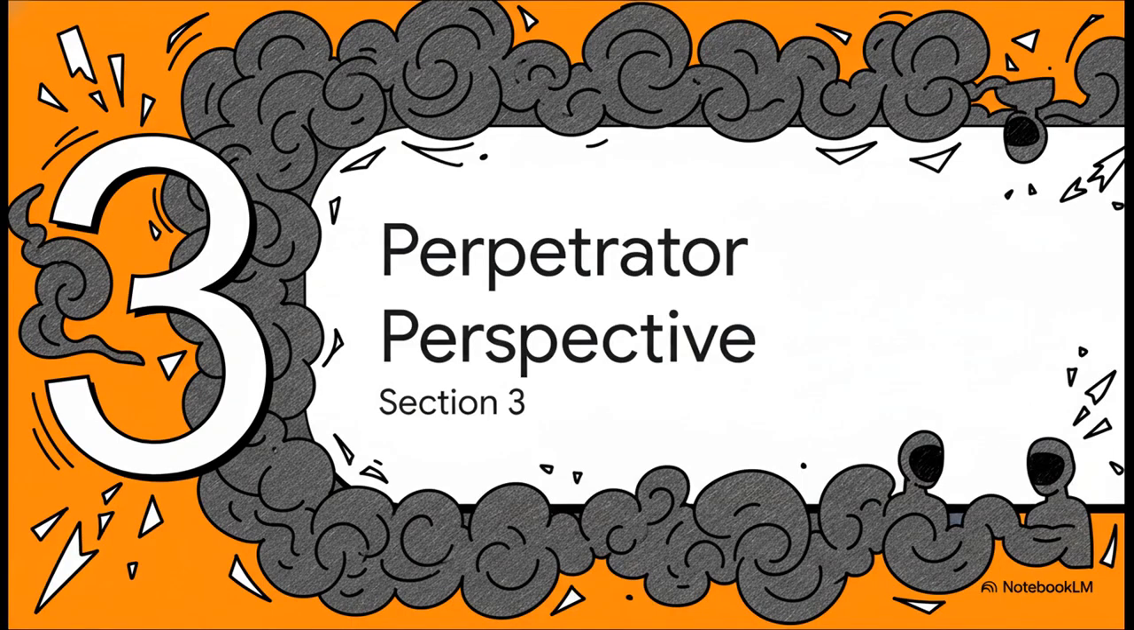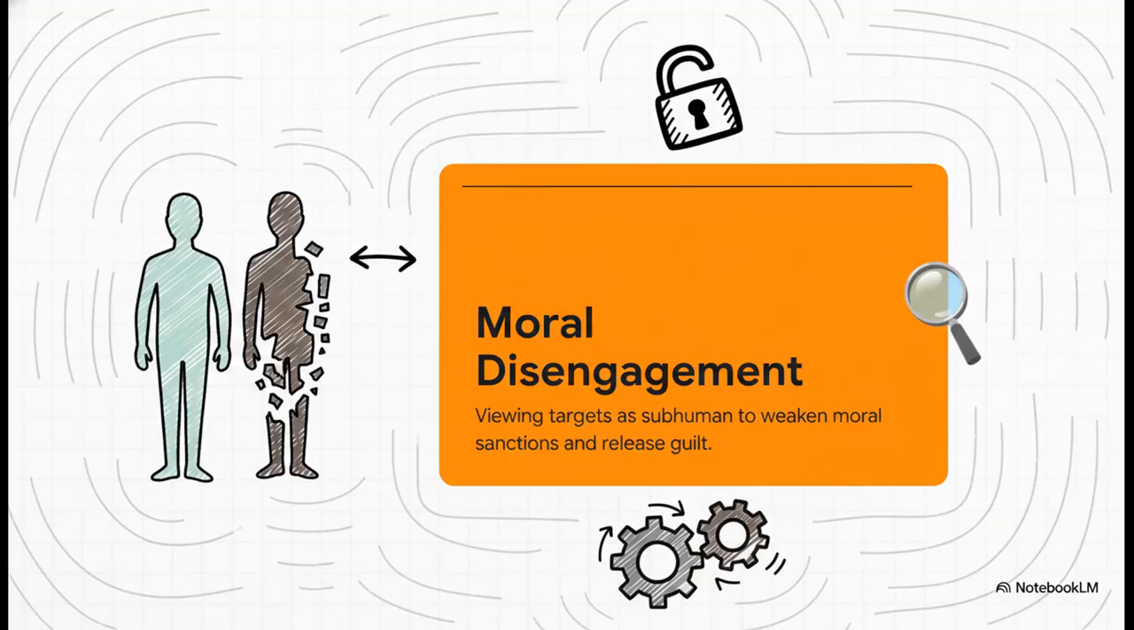Section 3. The perpetrator's perspective. Let's look at this from the chilling perspective of the people actually causing the harm. Here's the thing. Nobody really thinks they are the bad guy in their own story. Psychologist Albert Bandura proposed a concept called moral disengagement. Basically, when we view a target as less than human, our normal moral self-sanctions just shut down. Dehumanization essentially releases the parking brake on our morality. It completely removes victims from our sphere of justice and compassion, which effectively erases any guilt the perpetrator might feel. It's terrifying, but it explains so much about human history.